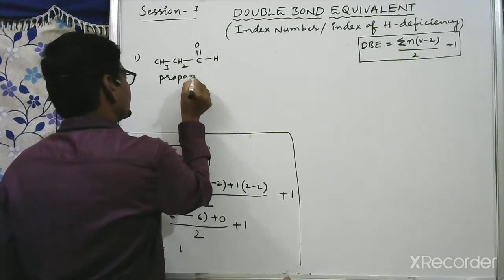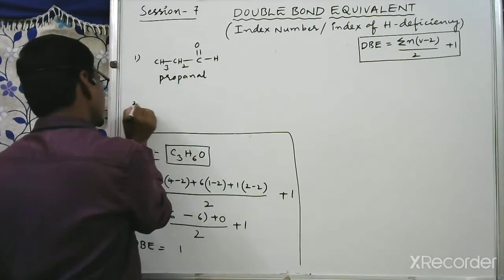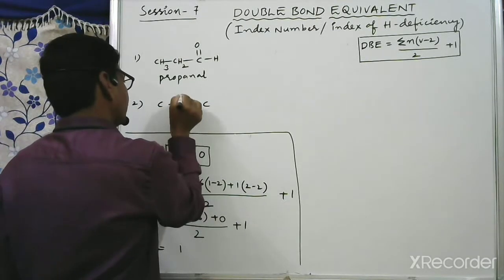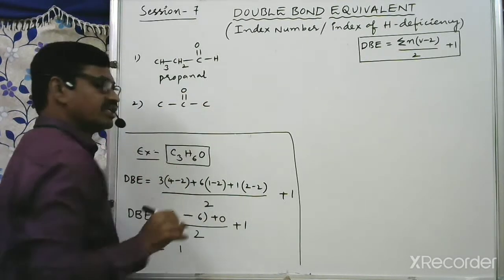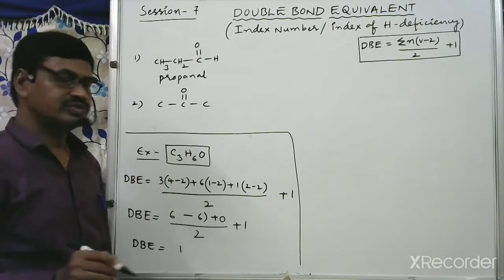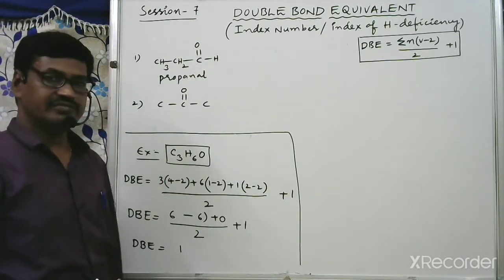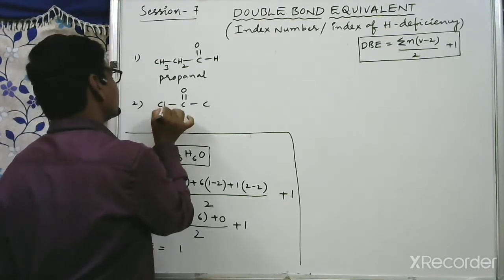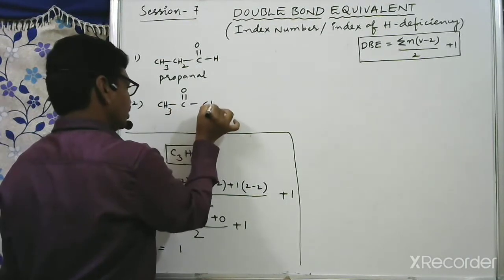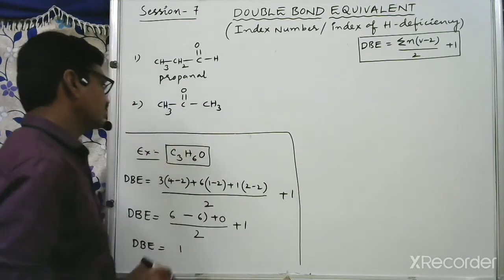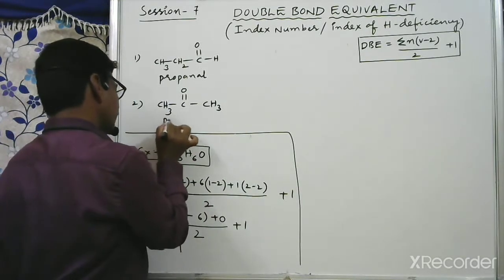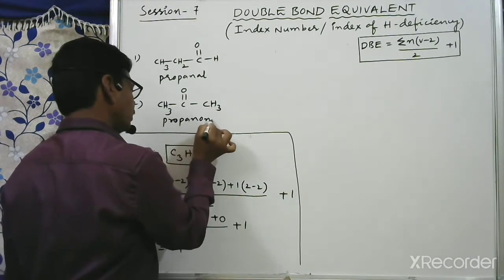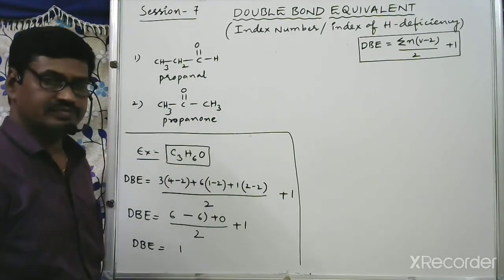Propane plus al, propanal. Second, we can write C like this, with the double bond to O at the middle carbon. This is ketone. This is aldehyde. The first compound is aldehyde, the second compound is ketone. Here this carbon requires 3 hydrogens, this carbon also requires 3 hydrogens. This is propanone. Propanone is the first member of ketone.